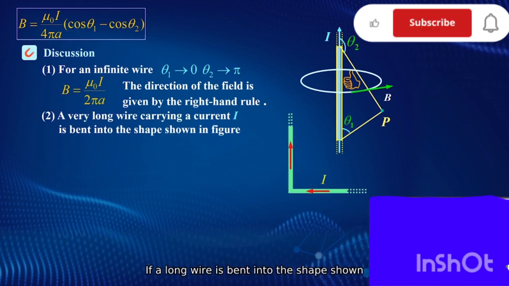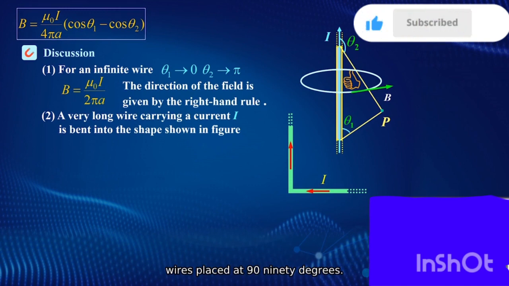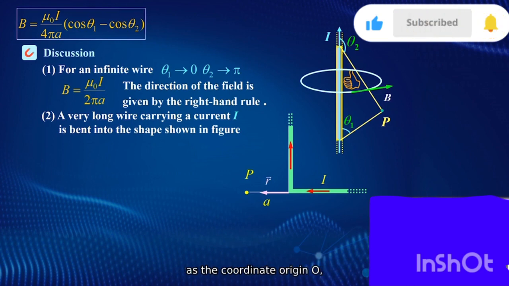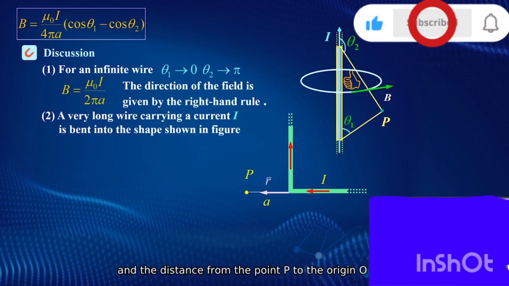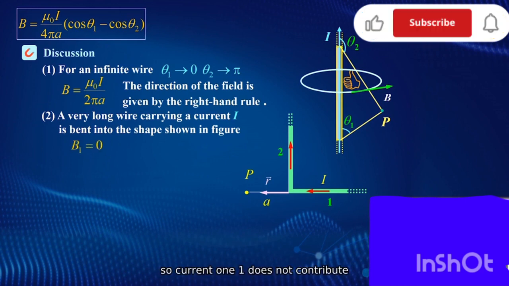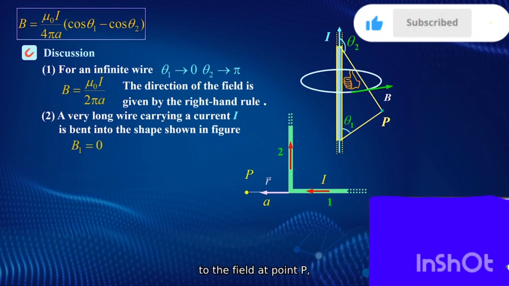If a long wire is bent into the shape shown in the figure, it can be regarded as two semi-infinite straight wires placed at 90 degrees. Let's take the turning point as the coordinate origin O, and the distance from the point P to the origin O is a. P is on the extension of wire 1, so current I1 does not contribute to the field at point P. Thus, B1 is equal to 0.